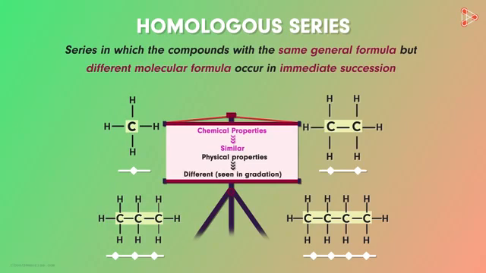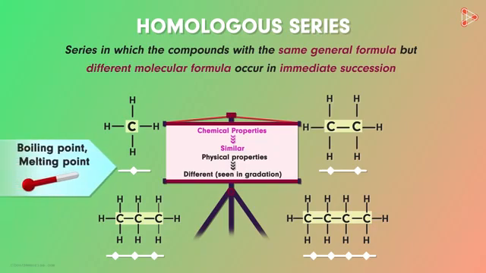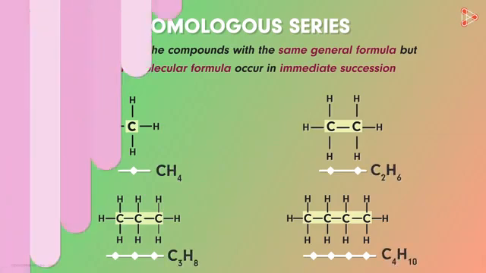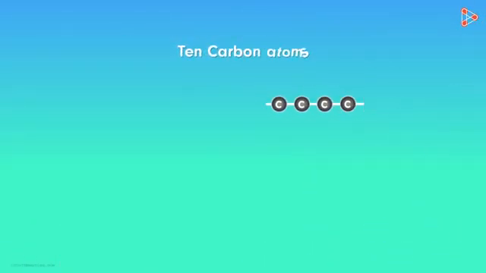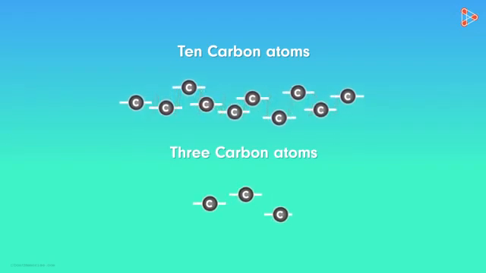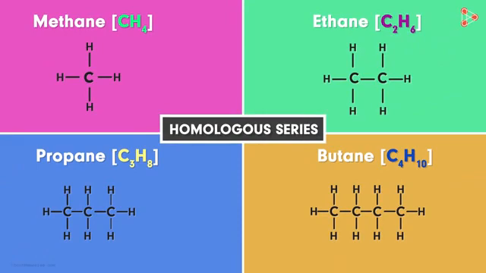That's because the physical properties like the boiling point, melting point, solubility, and so on differ with the change in molecular mass. For example, a compound with 10 carbon atoms will have a higher boiling point compared to a compound with 3 carbon atoms. That's because the energy required to break the bonds will be greater. This is how compounds in the homologous series slightly differ from each other in spite of being in a sequence.